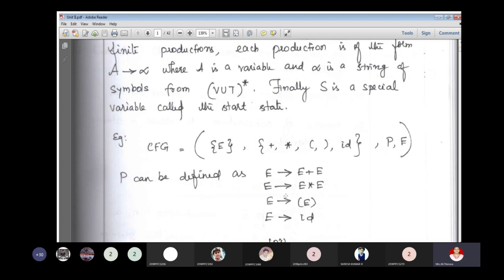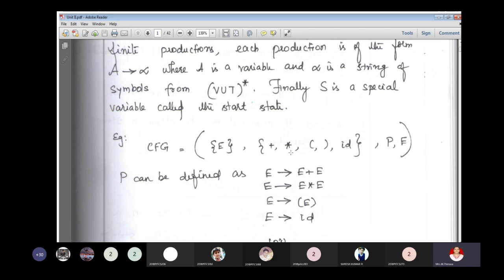Here you have production rules like E tends to E plus E, E tends to E star E, E tends to open bracket E close bracket, E tends to ID. Look here: on the right hand side of the production, you may have combinations of variables and terminals, whereas on the left hand side, you should have only one variable. And here the start symbol is E. So here you have only one variable, which is going to be the start symbol.